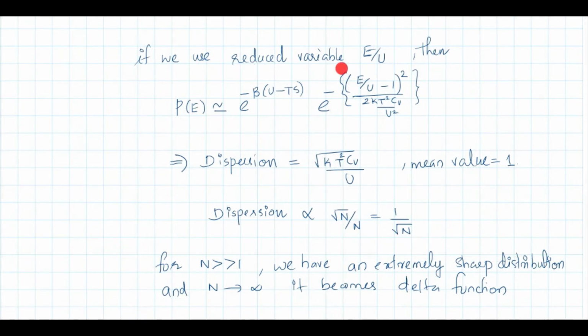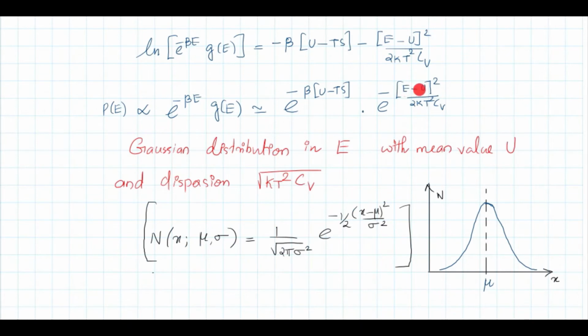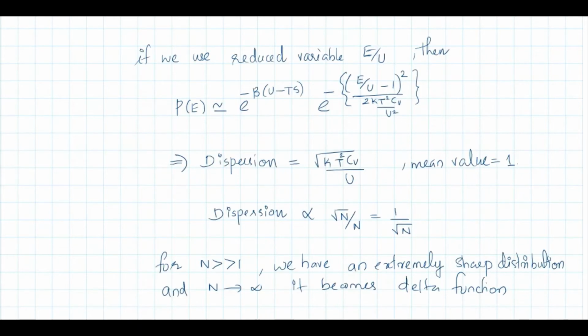Now you can use a reduced variable also. You can take U outside from here. Then this becomes (E by U minus 1) the whole square. When you take U outside, that will be U square, because you are taking U from a square quantity, and that you can move to the denominator. So this will be something like e raised to minus (E by U minus 1) the whole square divided by 2k T square Cv by U square.